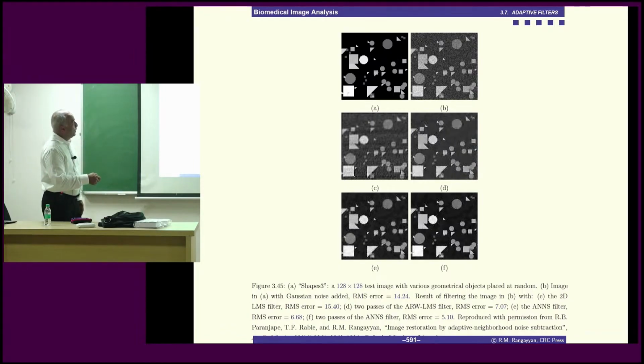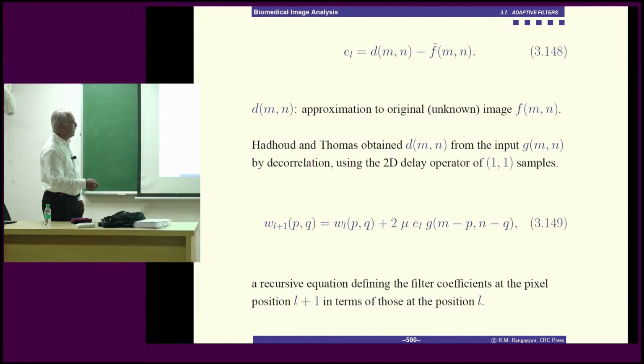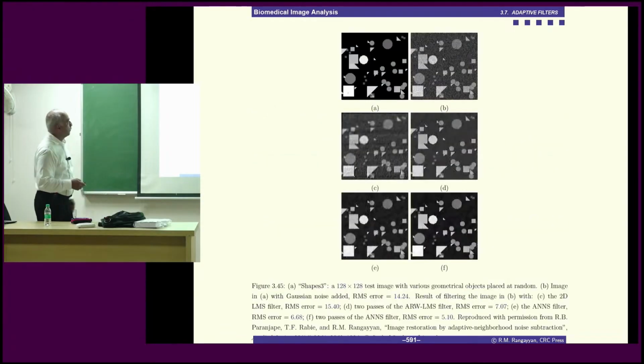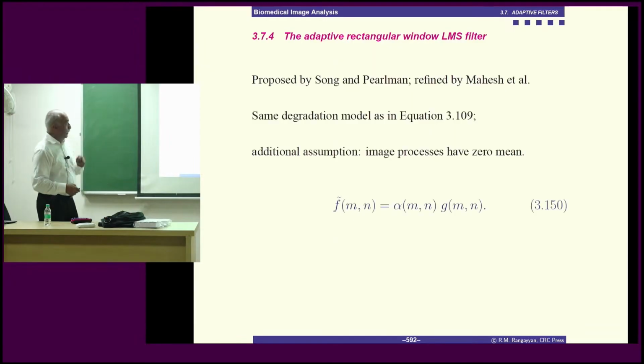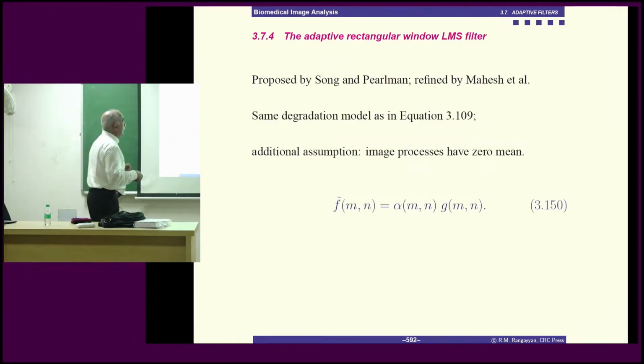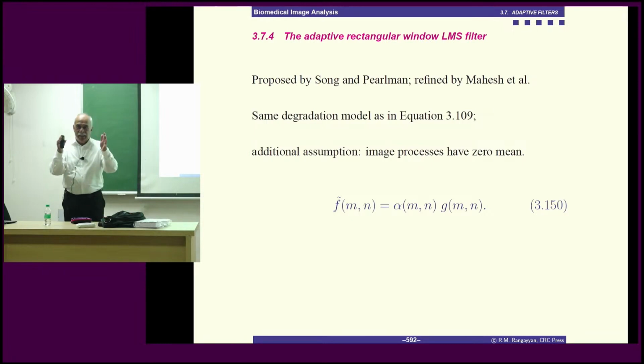So the output of this depends upon these parameters. How do you control these? So it's a bit difficult to optimize that any further. There is another adaptive filter called the adaptive rectangular window, where the window itself is adapted. How big do you want that window to be? To compute the local statistics, we said 2p plus 1, 2q plus 1, rectangle window. What should be the size of that? Here they said adapt it.